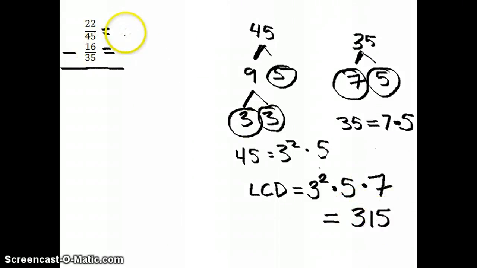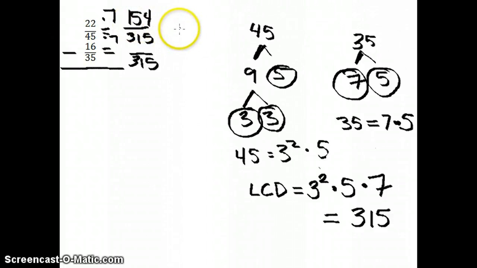So we're going to create equivalent fractions with 315 as our denominator. Hopefully I have enough space here. Going from 45 to 315, what would we have to multiply by to get this equivalent fraction? Well, what we're multiplying by is 7 over 7. So if we do 22 times 7, we'll get 154.